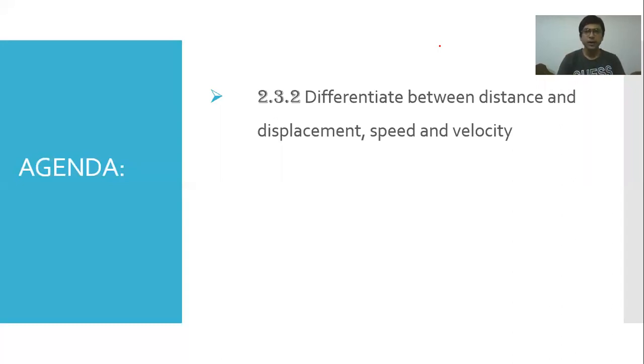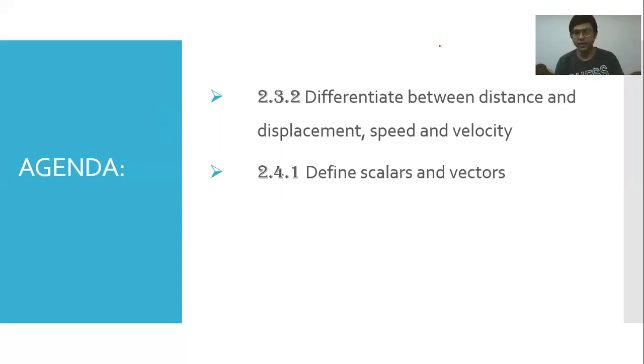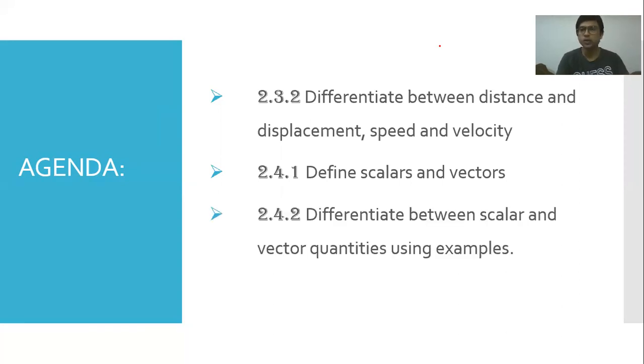Previously, we have learned about what is distance, what is displacement, what is speed and what is velocity. So in this lecture video, we are going to discuss their differences. This is our first SLO which we are going to cover in this video. Second, define scalars and vectors. For the first time we will be talking about scalars and vectors. And the last SLO is differentiate between scalar and vector quantities using examples. So these are the three SLOs which we are going to discuss in this lecture video.